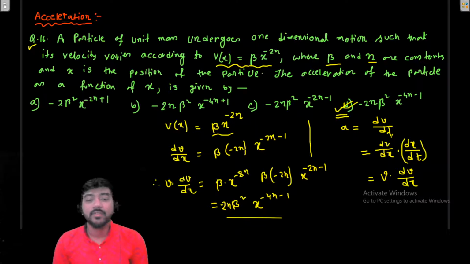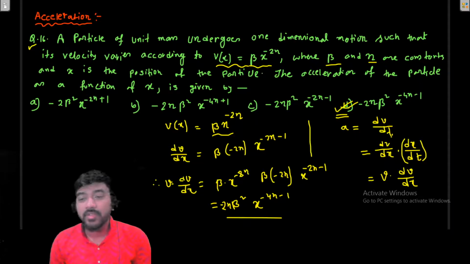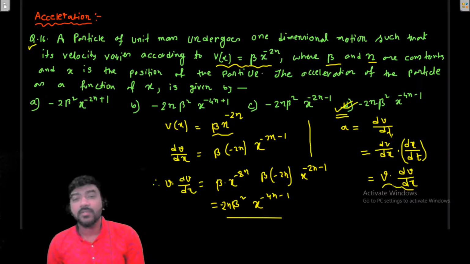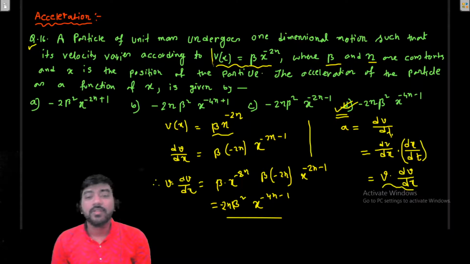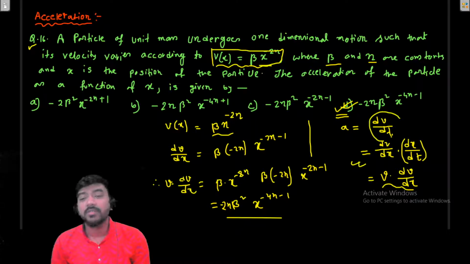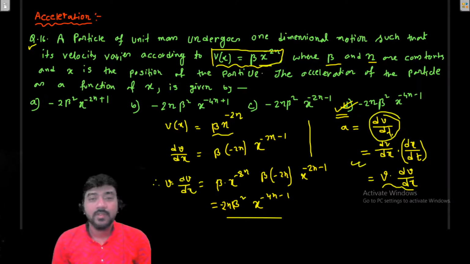So this is just a differentiation with respect to x. This concept is very important: acceleration as a function of x. Whenever velocity is given as a function of x, you have to use this relation instead of dv/dt. Okay, so next problem.